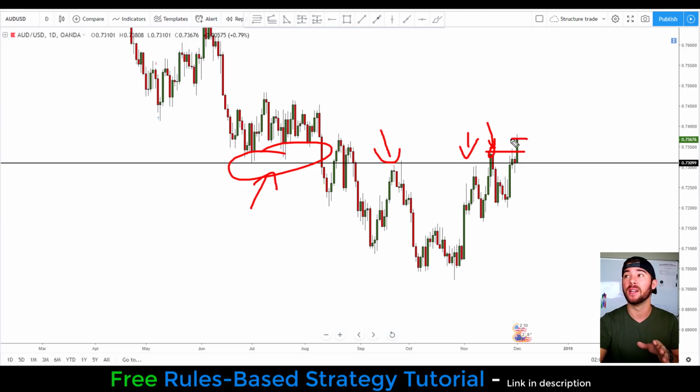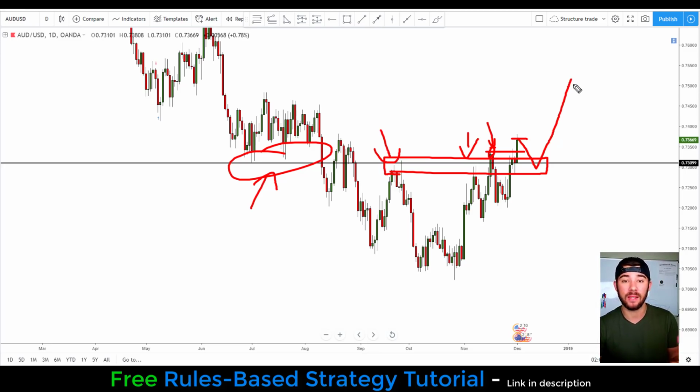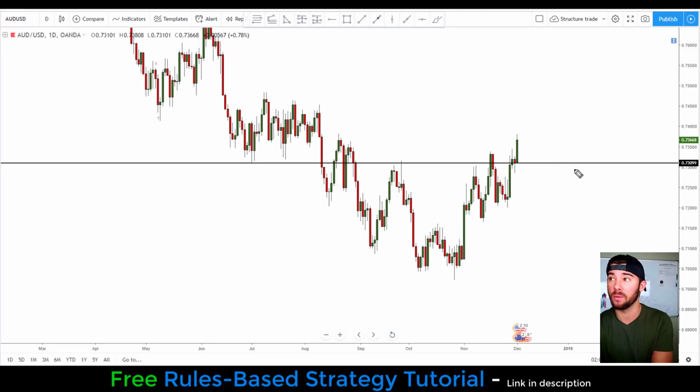So the preparation here is to be looking for a pullback into 0.73 or around that zone, and to be looking for some kind of specific entry reason, some kind of specific strategy down on a lower time frame right there in that area, or even on the daily time frame, depending on the type of trader you are. If you are a swing trader and you have strategies like this that are based around trend and structure, this will be a great place to look for a trading opportunity. It's right in the 0.73 zone. Again, this is an area I really like on the Aussie dollar. So that's what we're paying attention to for the rest of this week on this specific currency pair.